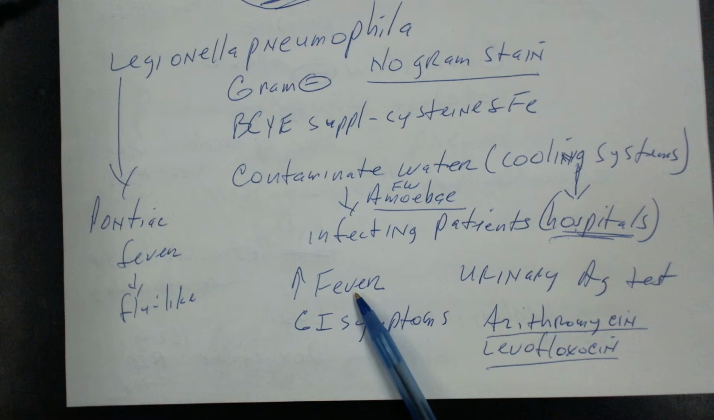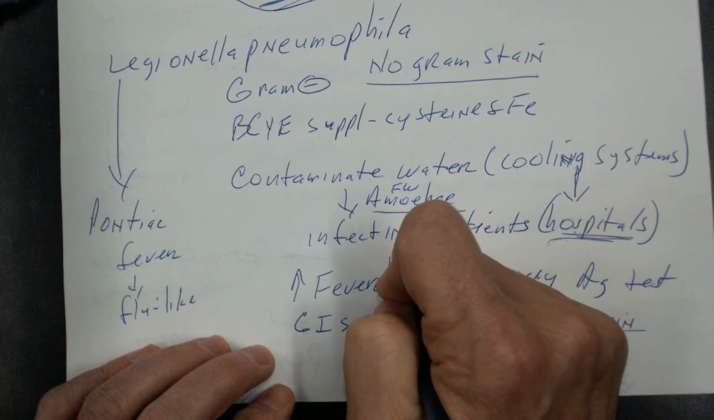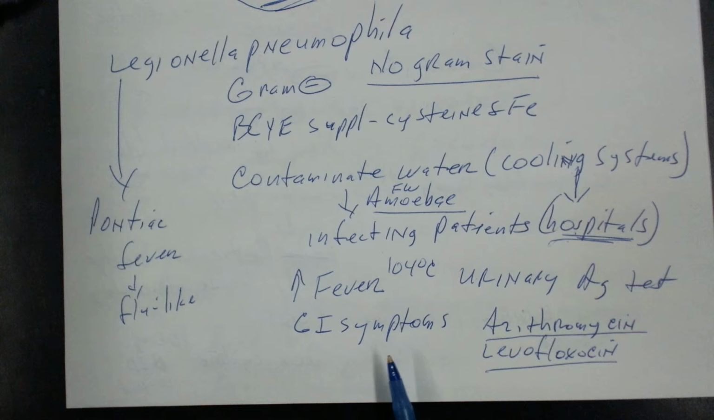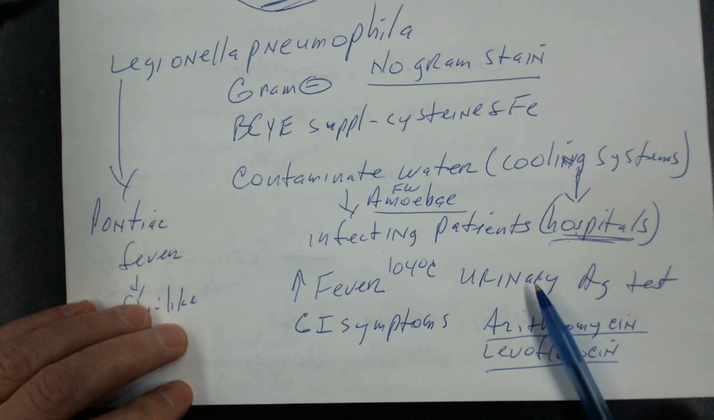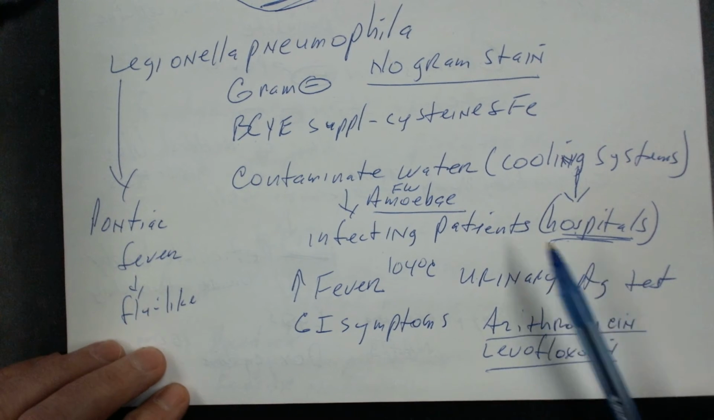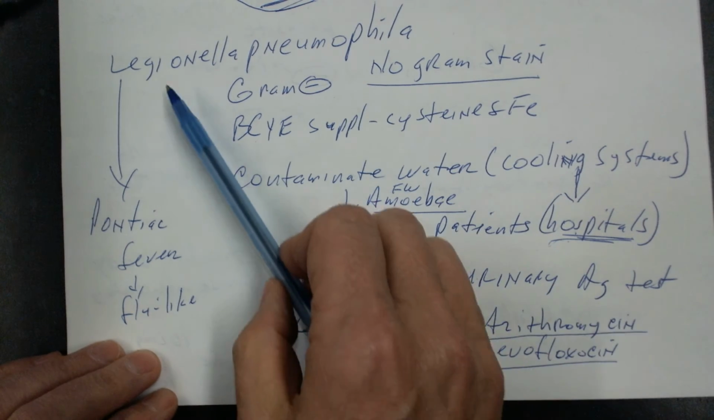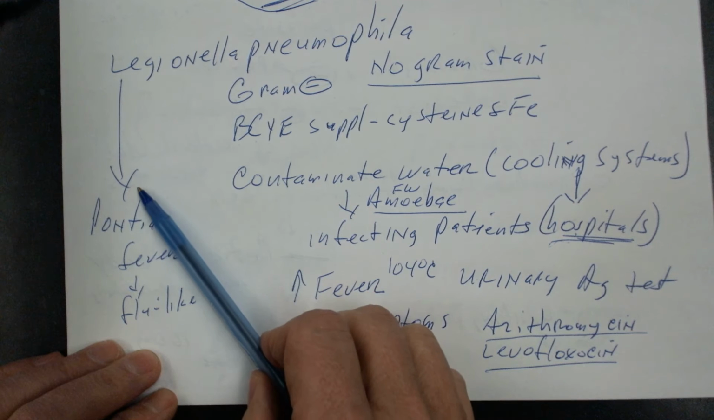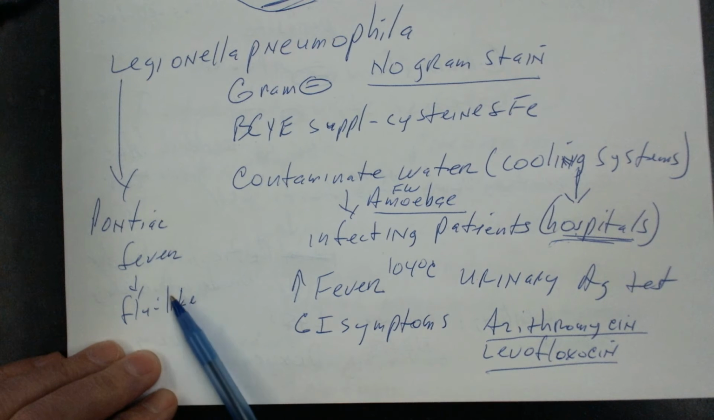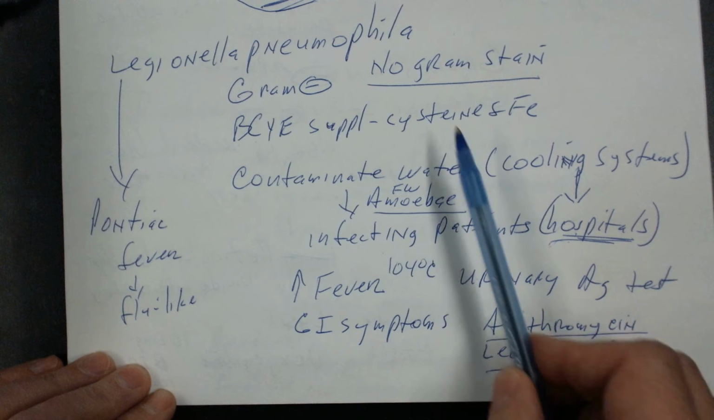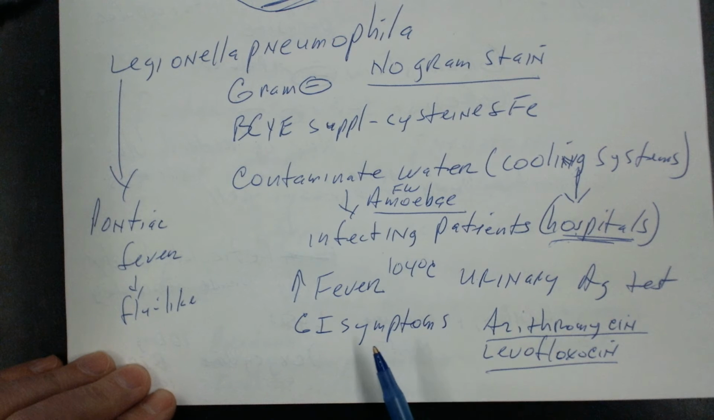So it'll cause a pretty high fever of around 104 degrees. Can also cause GI symptoms. There is a urinary antigen test for Legionella pneumophila that works very well. It also causes a less severe Pontiac fever that's very flu-like. This usually resolves on its own. This one usually you have to treat. So you get some GI symptoms too, nausea, vomiting, that sort of thing.